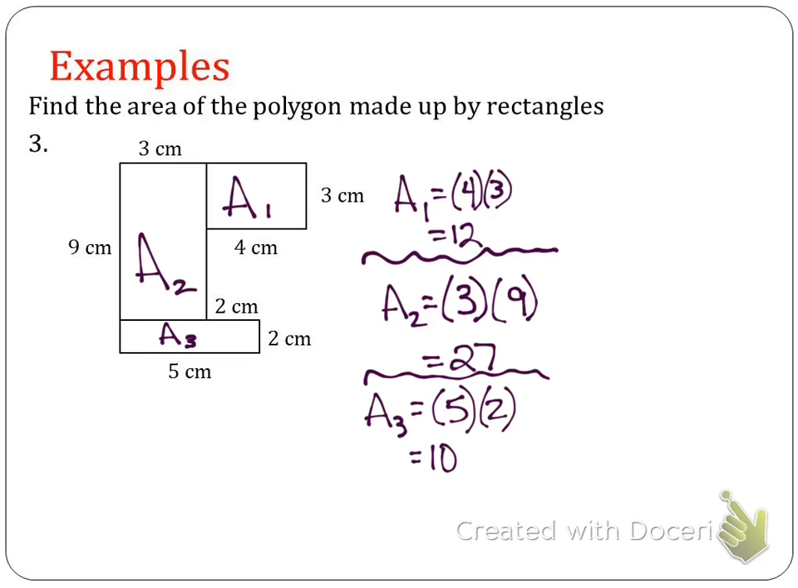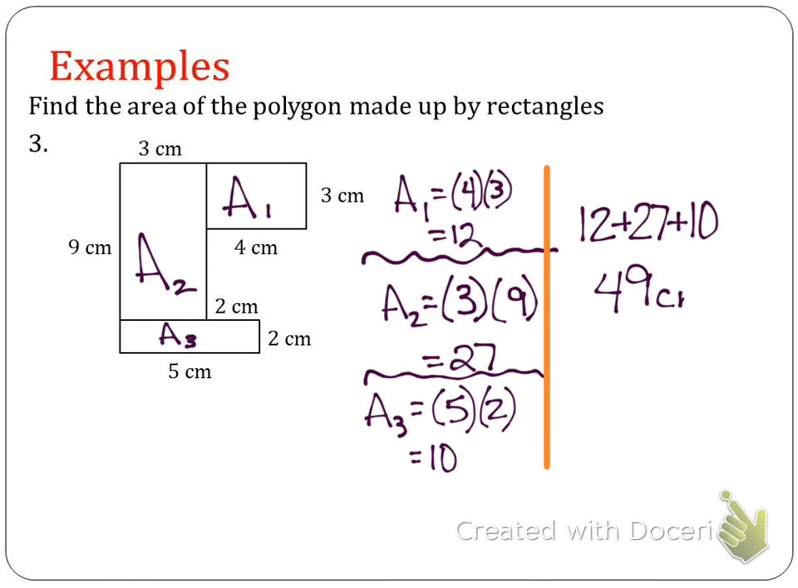When we get those 3 individual ones, now we're going to add them together. So the total, taking all 3 pieces, 12 plus 27 plus 10, we've got a total of 49 square centimeters, or centimeters squared.